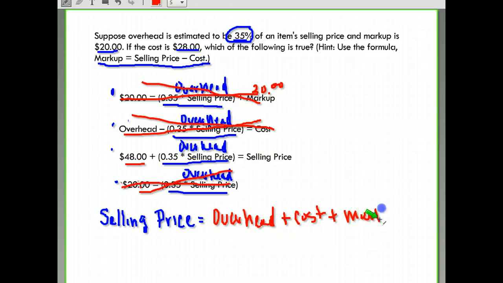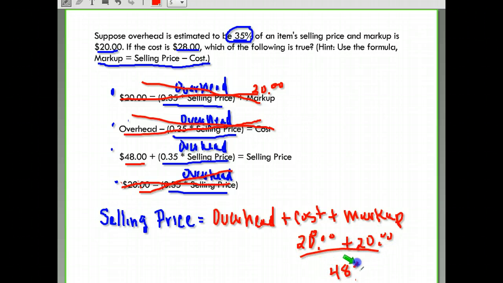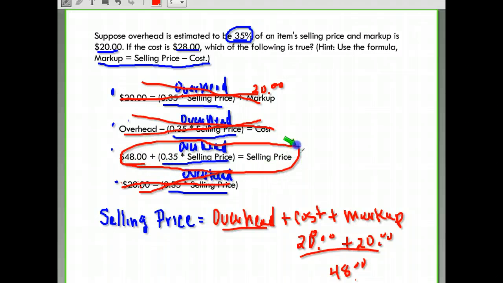plus our markup. Okay, which makes sense. That would be a good selling price to set so that you cover your overhead, you cover your cost, and then you have a little bit of a markup so that you make some money. Okay, and again, where does the 48 come from? Well, notice we had a markup of $20 and a cost of 28. So that gave us our $48. And then our overhead would be 0.35 times the selling price. Okay, so this one is the one that would be true.